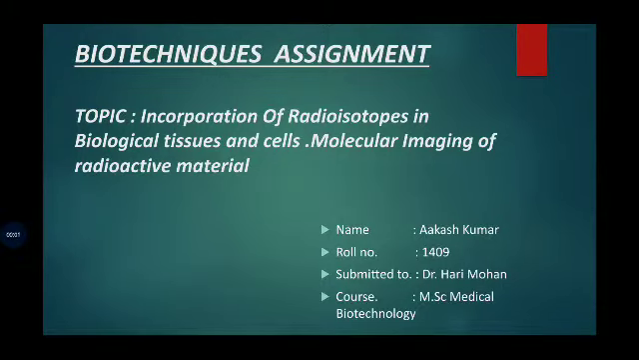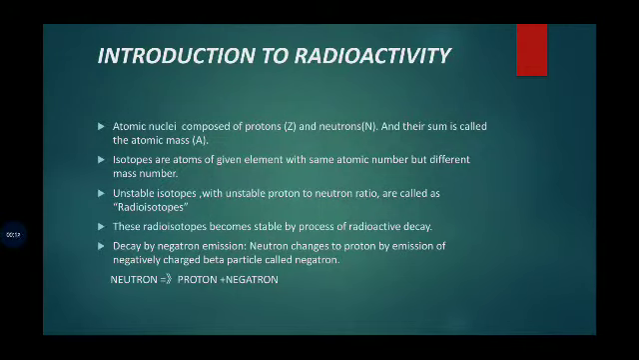Good morning, everyone. My topic is incorporation of radioisotopes in biological tissues and cells and molecular imaging of the radioactive material. The atomic nucleus is composed of protons and neutrons. The number of protons is denoted by Z and the number of neutrons is generally denoted by N.